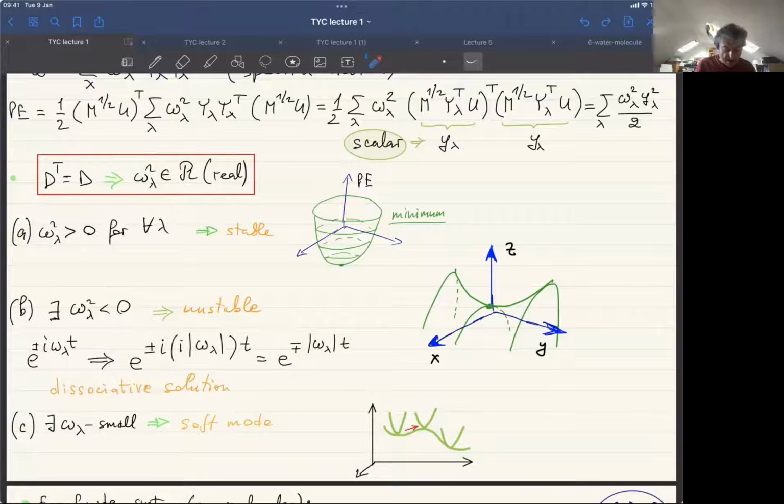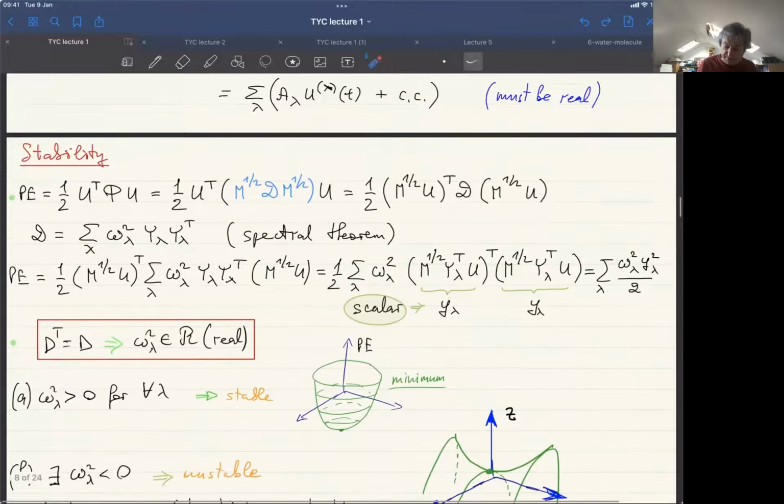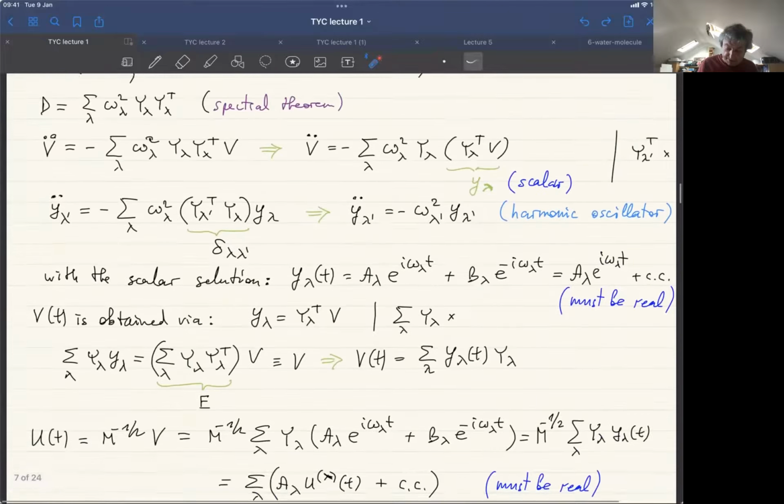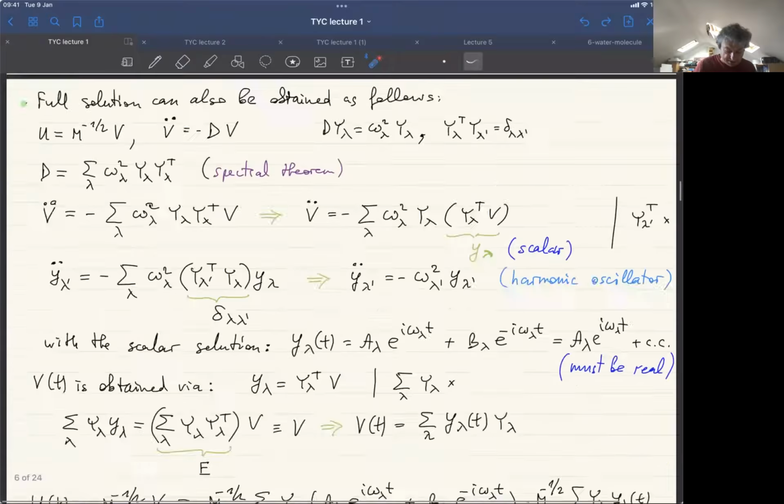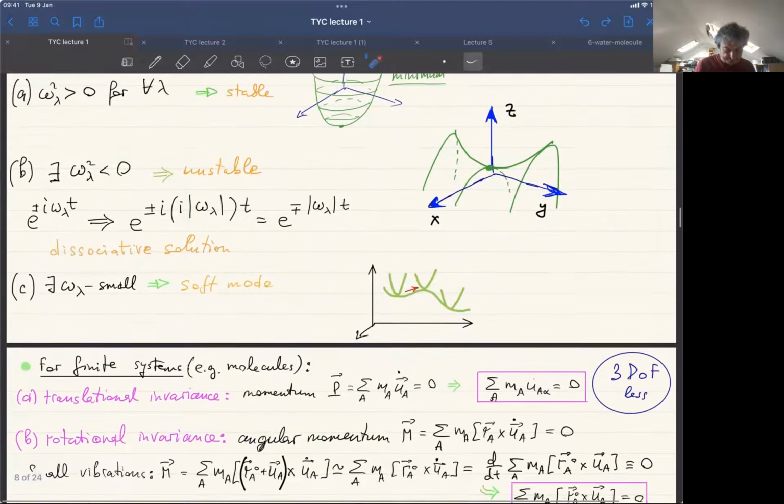It is a saddle. And if you look at the displacements as they depend on time, they depend on time via this exponential factor. So if the omega is imaginary, you can imagine that there is a component in the displacement which goes indefinitely up with time. So the system becomes unstable and disintegrates.